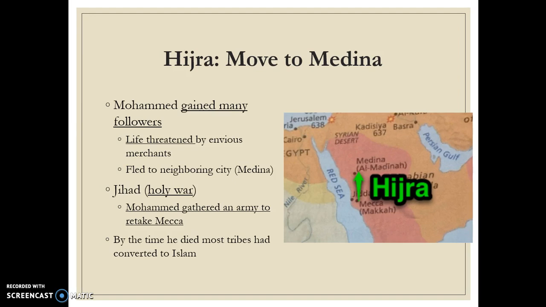In Medina, Muhammad is going to raise an army so that he can come back and take Mecca through a holy war or a jihad. By the time that he died, most tribes had converted to Islam, and he did succeed in reconquering Mecca. And so most of the Arabian Peninsula had become Muslim by the time of Muhammad's death.